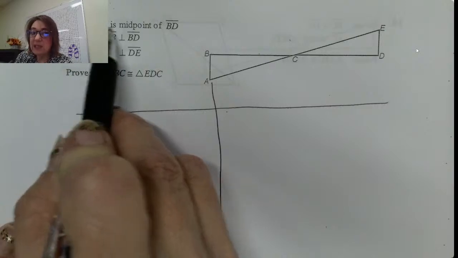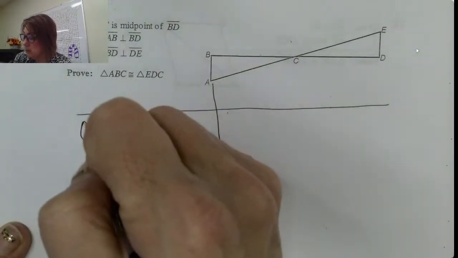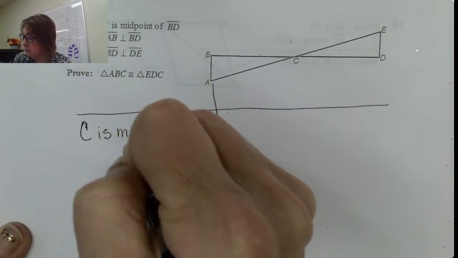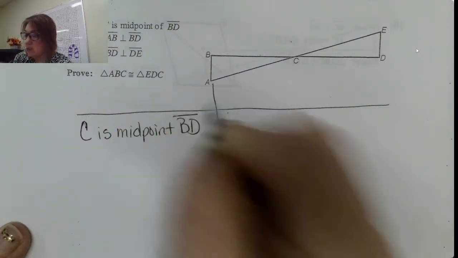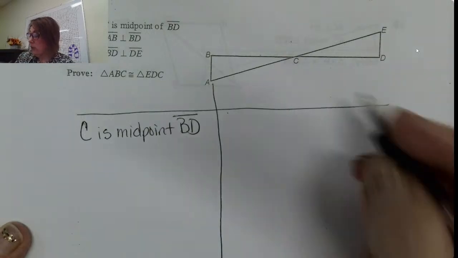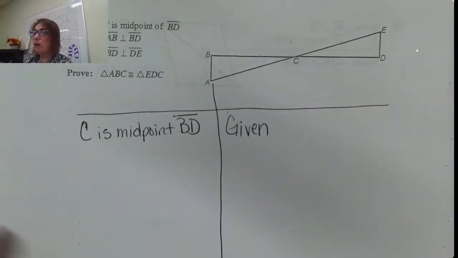They tell us C is a midpoint of BD. We're going to write that down because they gave it to us. So C is a midpoint of BD. How do we know that? It's given. Now tell me what midpoint means. What does that mean, midpoint? It's the point in the middle, right, dead in the middle.